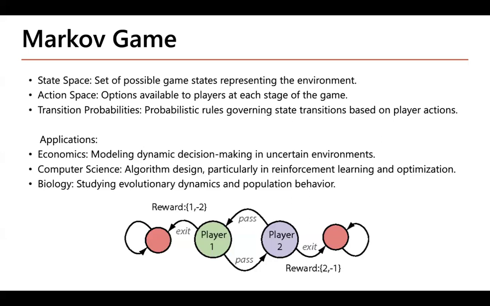Economics, modeling dynamic decision making in uncertain environments. And computer science algorithm design, which particularly involves reinforcement learning and optimization of the whole network. Then biology, where game theory is used for studying evolutionary dynamics and population behavior.